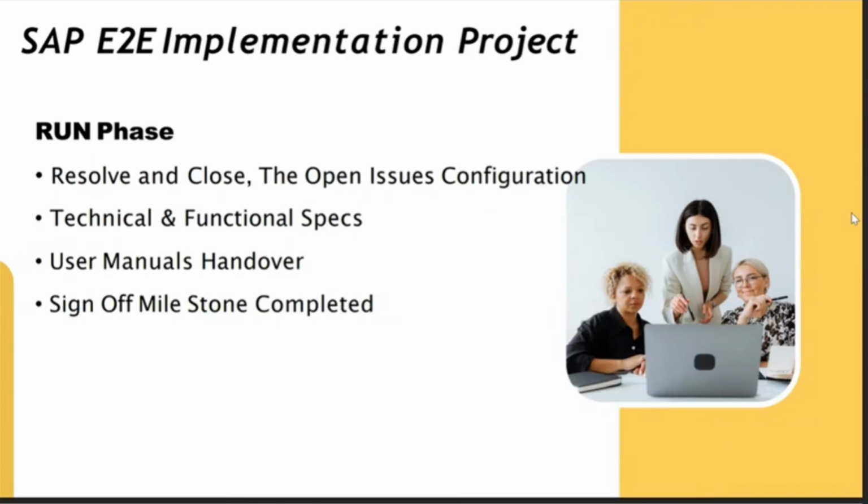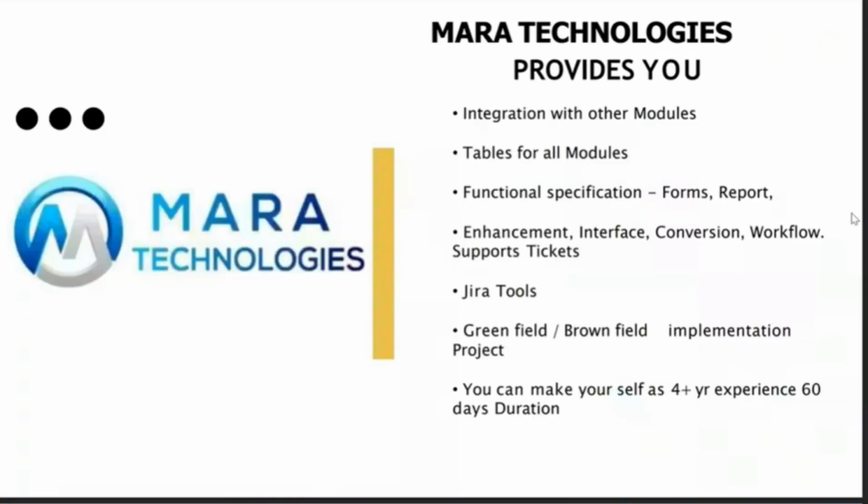So here, as a consultant, we need to deliver. What are the deliverables? The BPD documents we have already delivered, and the functional specification we have to deliver. Then we have to prepare the roles and authorization, the user manual document, and the end user training document, correct? These are all the deliverables you have to hand over to the client. So these are the run phase deliverables.